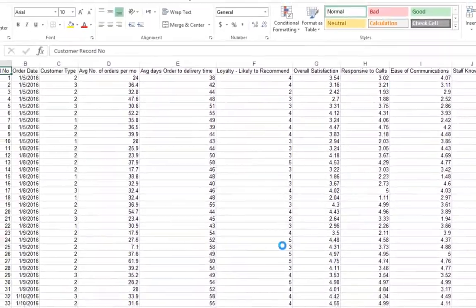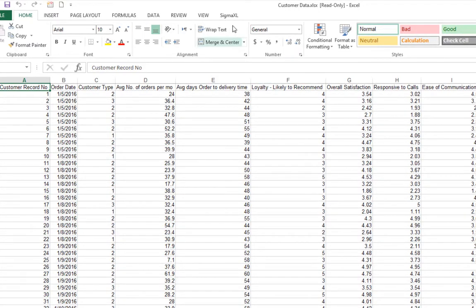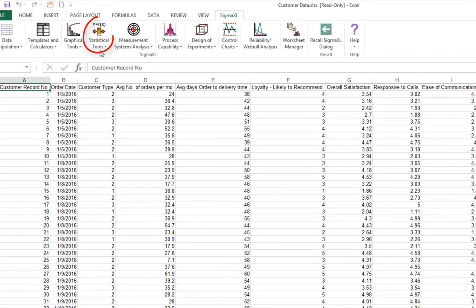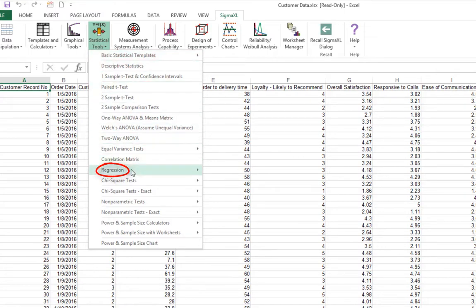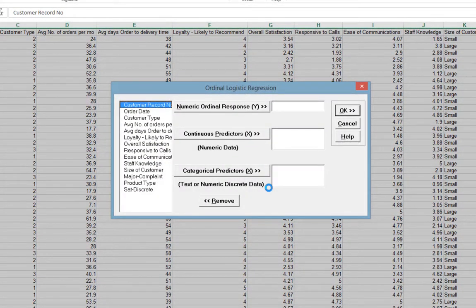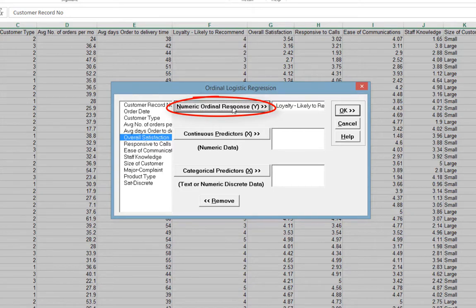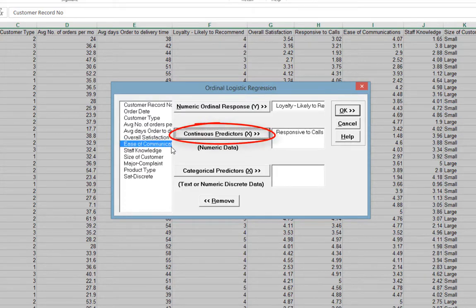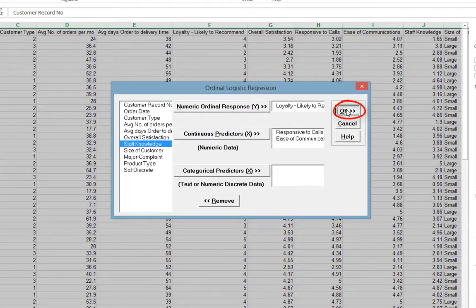To run Ordinal Logistic Regression, click SigmaXL, Statistical Tools, Regression, Ordinal Logistic Regression. Select Loyalty, Likely to Recommend. Click Numeric Ordinal Response Y. Select Responsive to Calls and Ease of Communications. Click Continuous Predictors X. Clicking OK will provide us with the Ordinal Logistic Report.